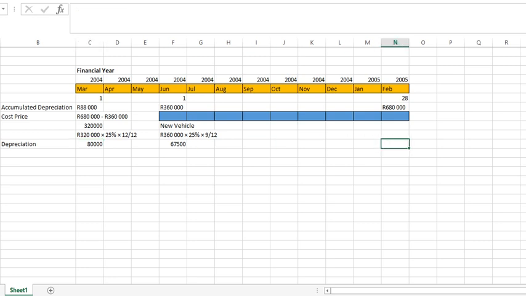So at the end of the year, our total depreciation is then the 80,000 Rand on the older vehicles plus then the 67,500 Rand on the new vehicle. So that will then be 147,500. So what is depreciation to you? Depreciation is an expense.